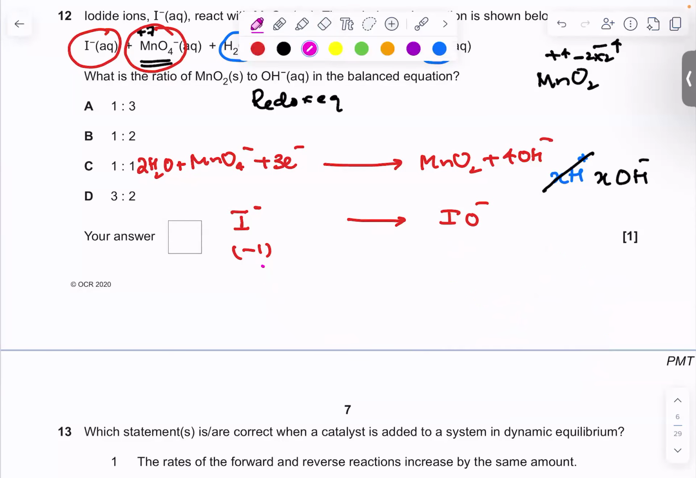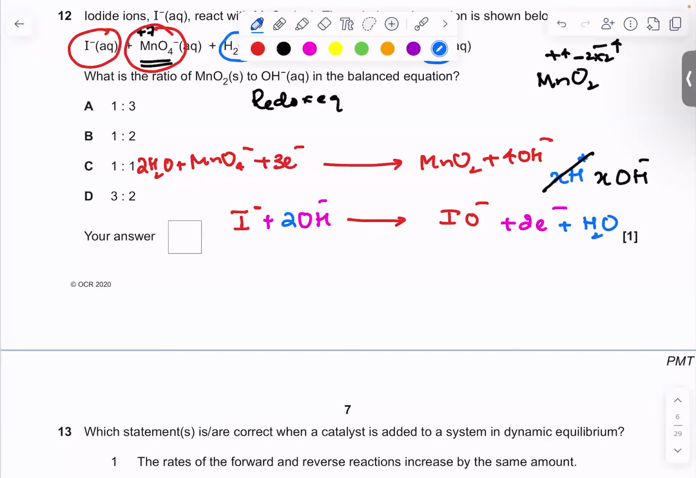I'll write plus 2 electrons here, and then plus 2 OH negative here. Excellent work. Plus 2 OH negative. And then on the other side, we have one H2O, one water. Is it clear?